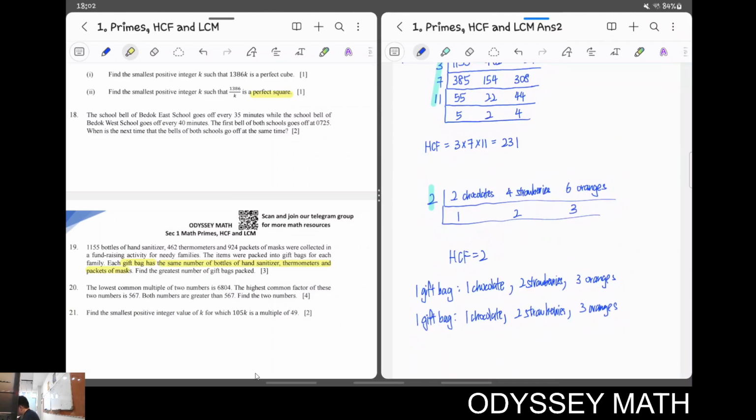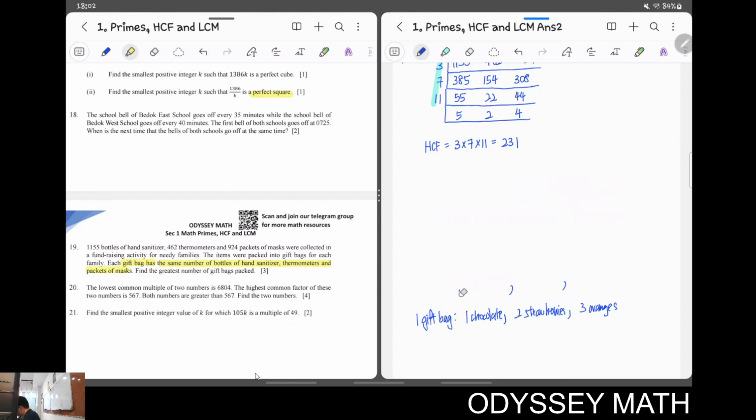So if you think about it, 2 is a factor of 2, 4, and 6. But I could easily also say that 1 is a factor of 2, 4, and 6. 1 is obviously a factor of any number. So I could pack as 1 gift bag. But the issue is that if I pack it as 1, then that's not the greatest number of gift bags. Understand? So I'm just going to erase this, and that's it for question number 19. Got it?